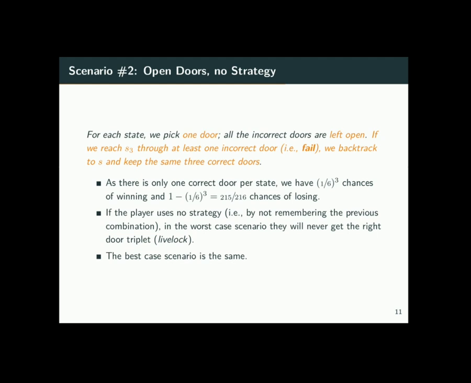If we reach the final state as 3 through at least one incorrect door, then we're failing, and we backtrack to the initial state S, and we keep the same 3 correct doors. So that is important. Why is that important? Because if the game is not reset, I always have a chance of learning from the environment, from my own mistakes, and then figure out which is the correct configuration.